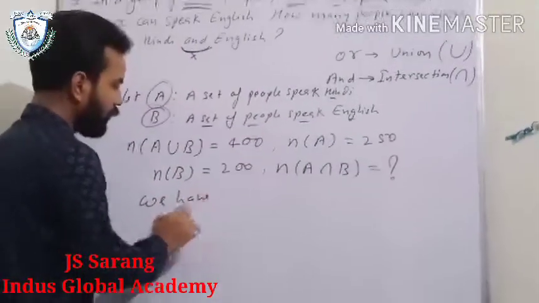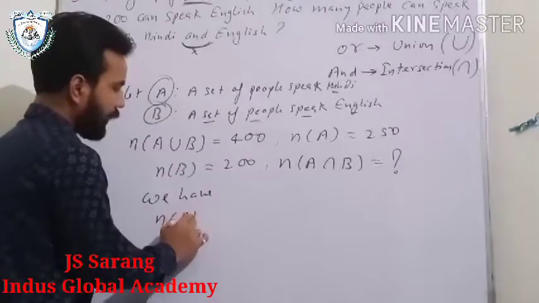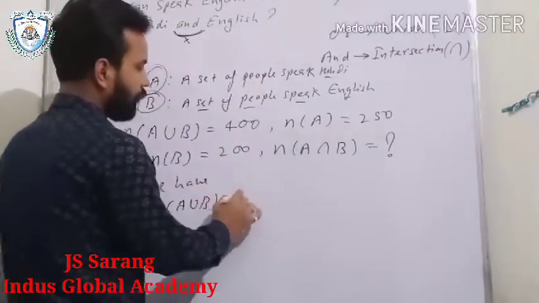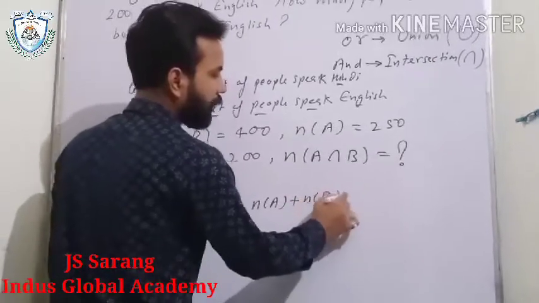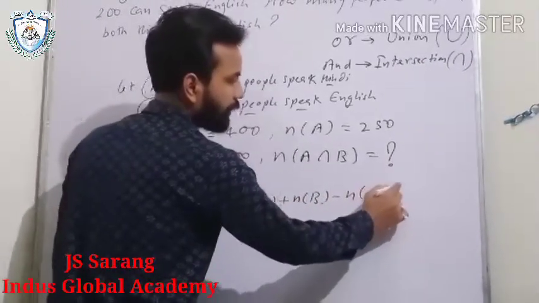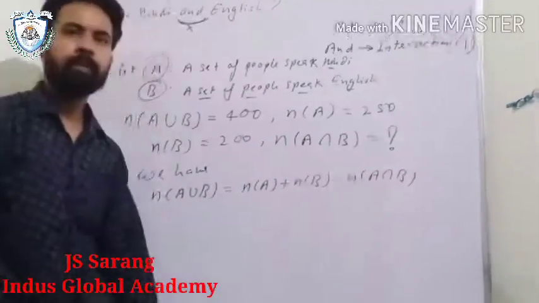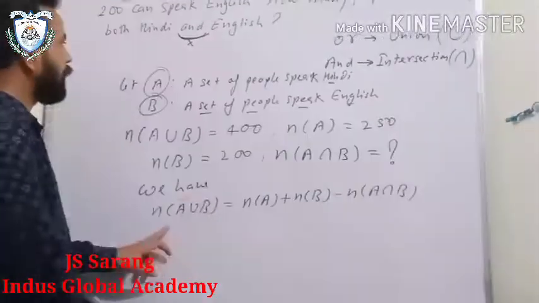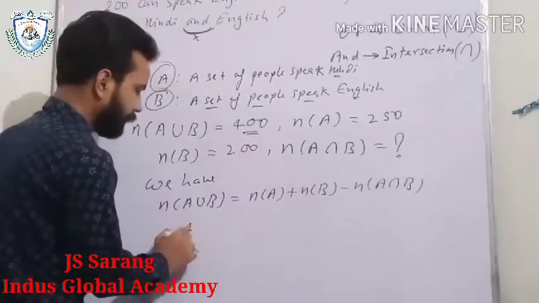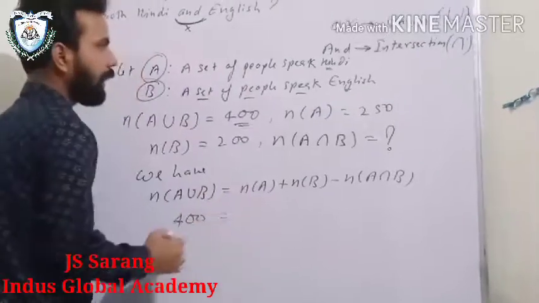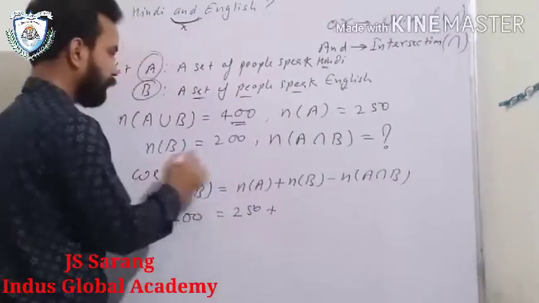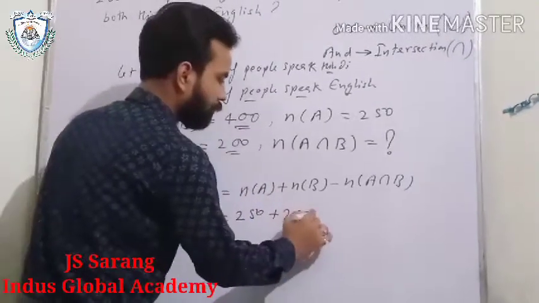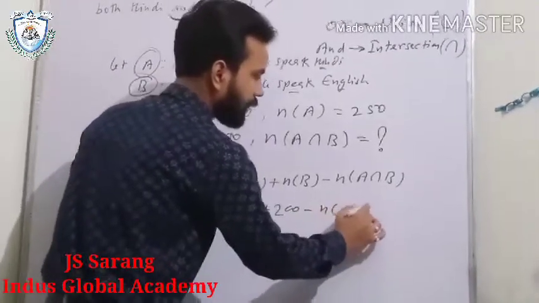We have the formula. What? n(A union B) is equal to the number of elements in A plus the number of elements in B minus the number of elements in A intersection B. Got it? Now A union B is 400, which is equal to n(A) 250 plus n(B) 200 minus n(A intersection B).